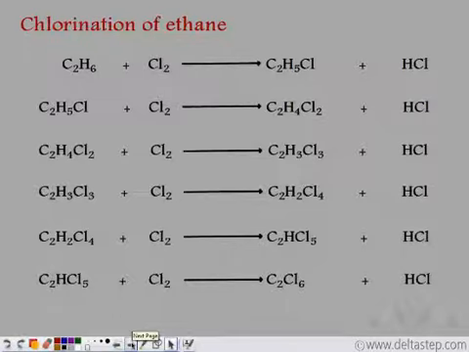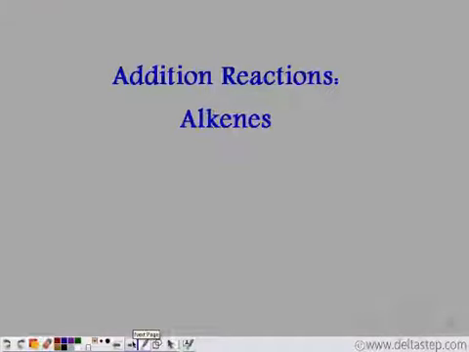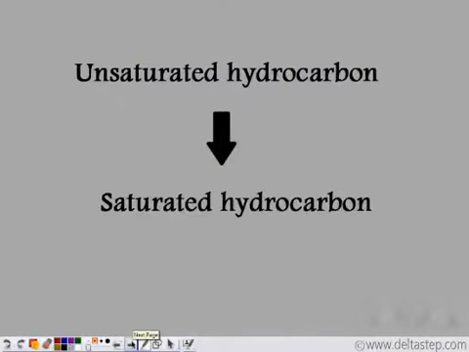Now at this step, you see there is no more hydrogen atom to be replaced by a chlorine atom. So the substitution reaction stops at this step. So the final product of the substitution of ethane by chlorine is C2Cl6. Alkenes are unsaturated hydrocarbons. They give the addition reactions. This is because all unsaturated hydrocarbons tend to become saturated. Let's see how they do that.